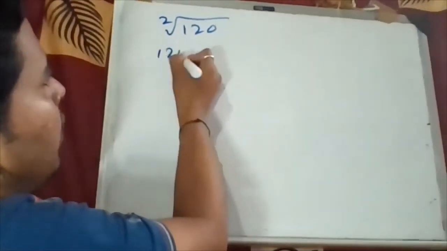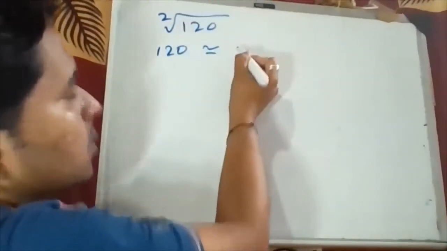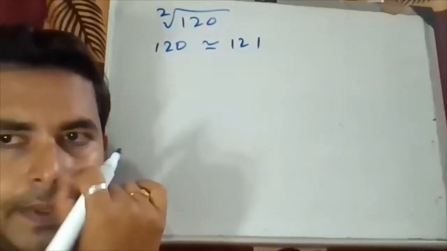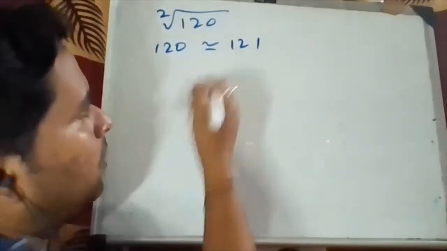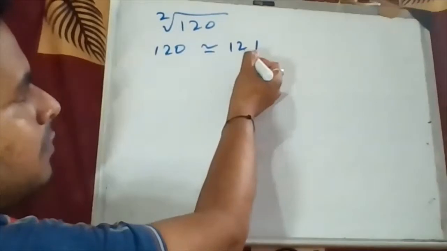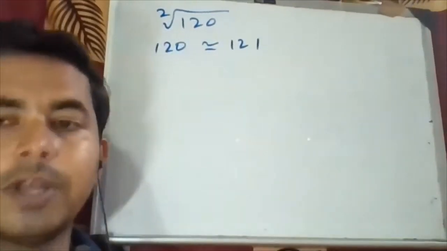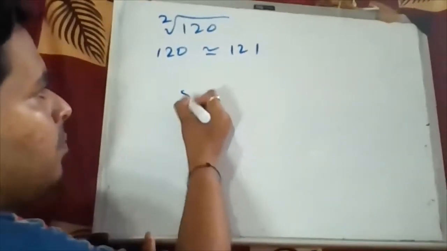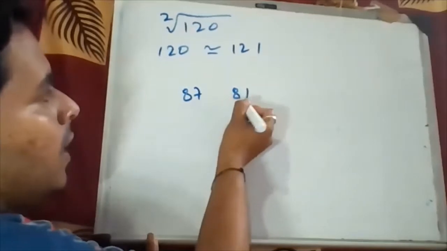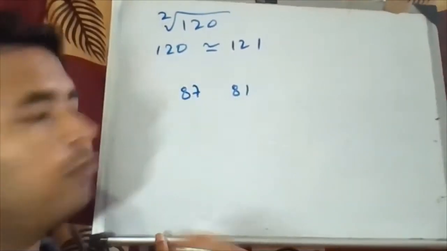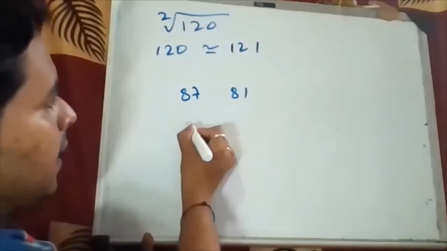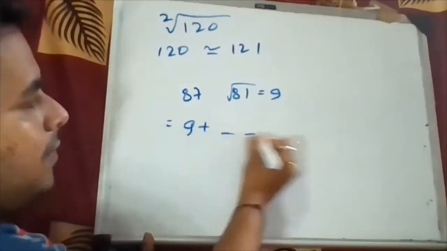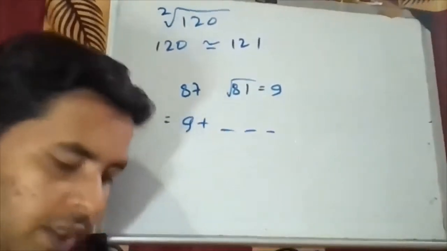So just take 120 is near to what value? So 120 is, sorry, 120, 121. Yes. Now it is near to 121. So what you have to do? 121 is bigger than 120. In this case, what happens? 121 is bigger than 120. In the previous case, for example, 81 is smaller than 87. For that case, whatever value comes, that was added, because 81 is smaller than 87.